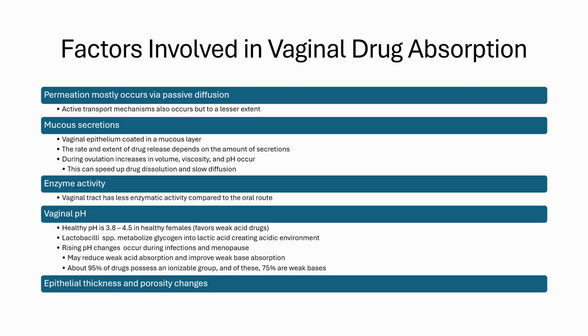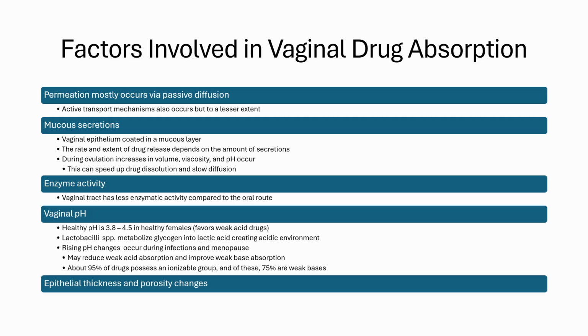There are several factors involved in vaginal drug absorption. Medications permeate the vaginal mucosa mostly by passive diffusion and to a lesser extent by active transport mechanisms. The vagina's epithelium is coated in a mucus layer, and the rate and extent of drug release depends on the amount of secretions. During ovulation, increases in volume secretion, viscosity, and pH occur. This can both speed up drug dissolution and slow diffusion. The vaginal tract has less enzymatic activity when compared to the oral route, so drugs requiring extensive hepatic enzymatic activation are poor candidates for vaginal administration.